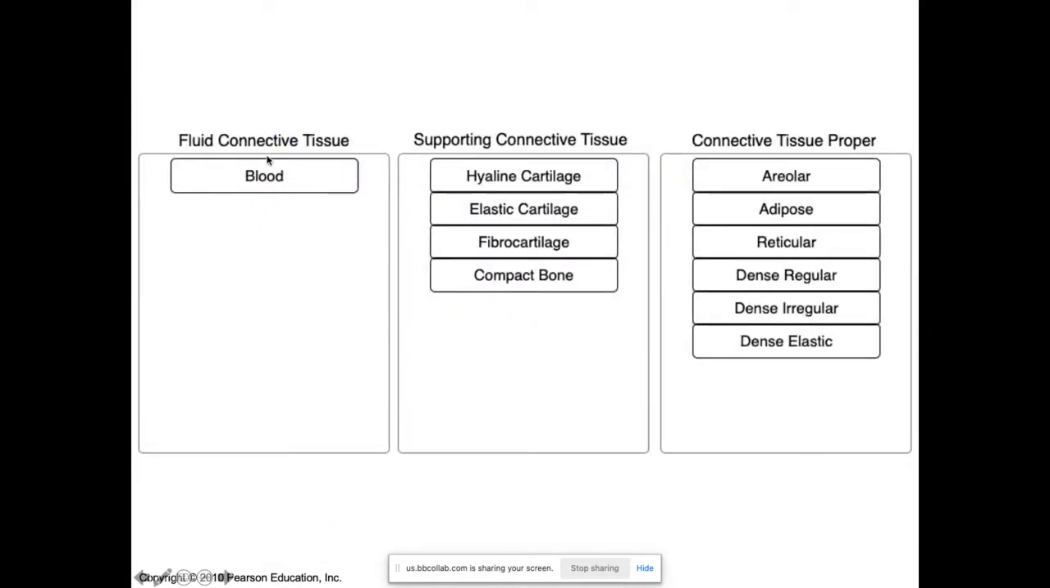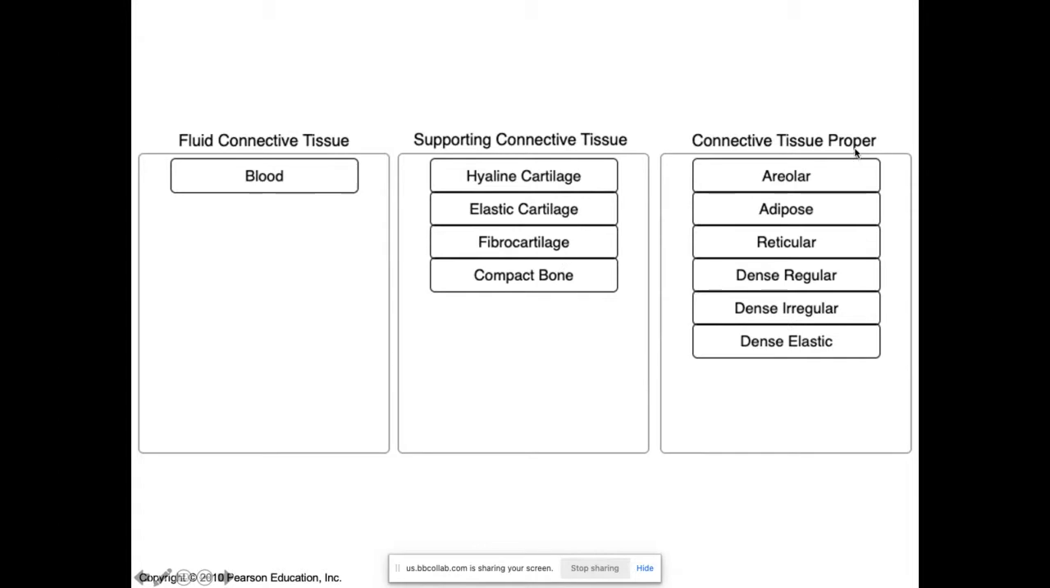Then we have fluid connective tissue, supporting connective tissue, and connective tissue proper, and all we have to do was drag and drop. So under fluid, that's blood, whether it's red blood cells or white blood cells. Under supporting connective tissue, we covered ligaments, muscles and tendons, and bone. That's all supporting connective tissue. So the 3 types of cartilage are connective tissue, whether it's hyaline, elastic, or fibrocartilage. And then compact bone, or the osteon, is connective tissue.